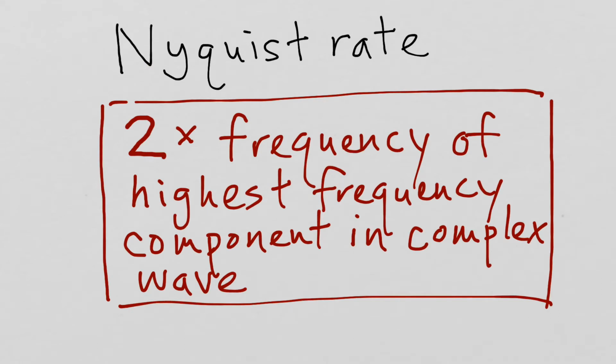This is a concept that's called the Nyquist rate. So the Nyquist rate says that we have to sample at twice the frequency of the highest frequency component in a complex wave if we want to recover all the frequencies building up the complex wave. So again, what's so special about this 2?